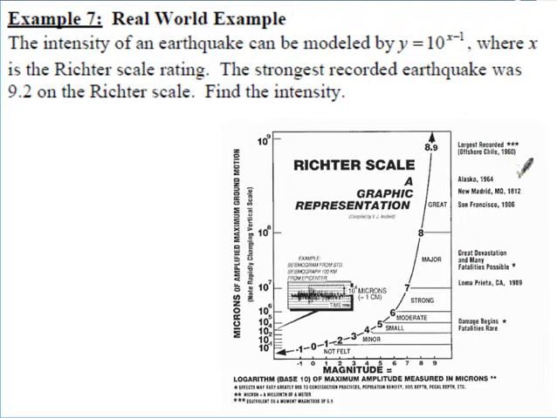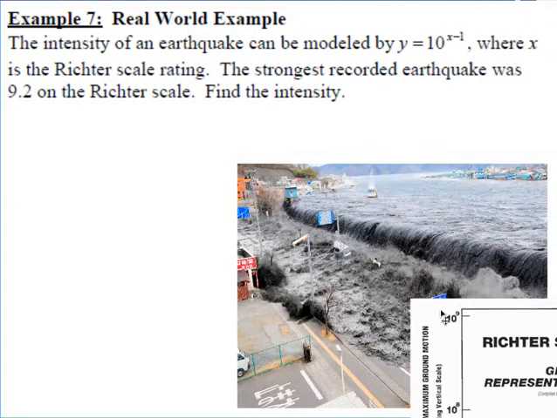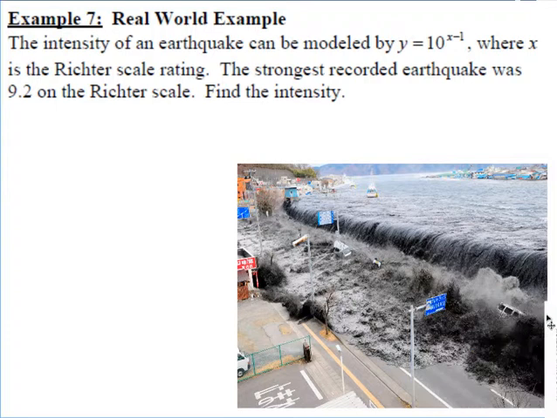So if we want to find the intensity of this, here's what a picture of last year in Japan would look like. Small little tidal wave just popping over the side. You can see all the little cars here just getting walloped. Horrible tidal wave that came through.